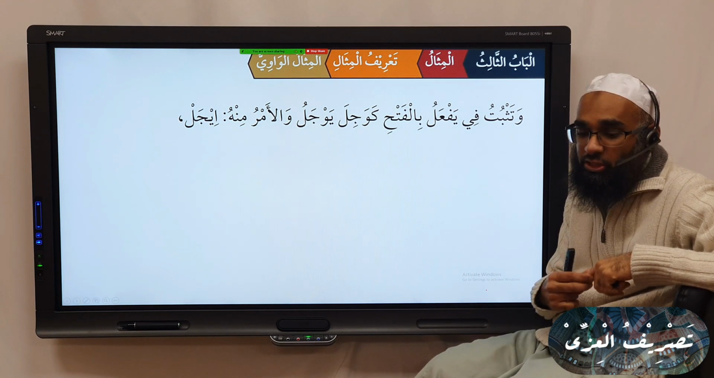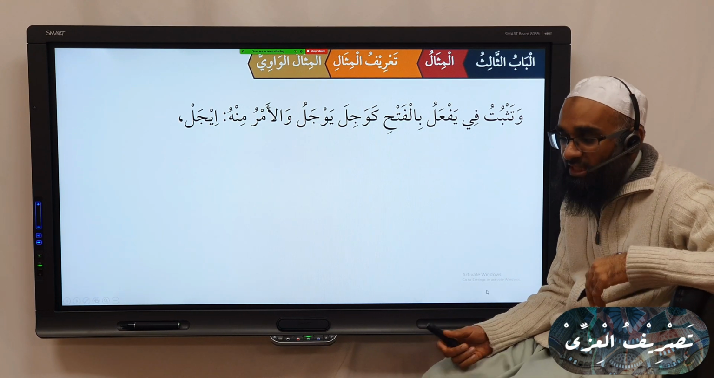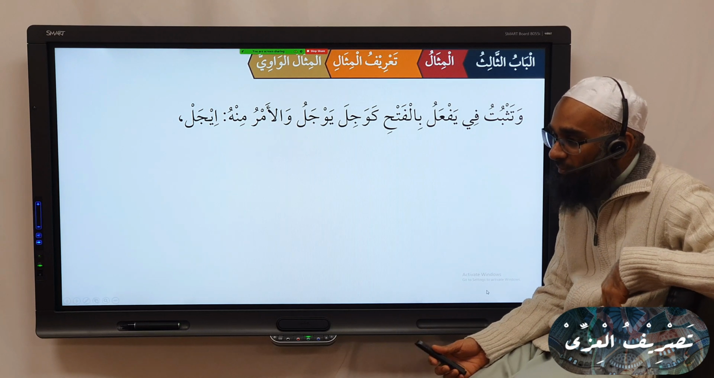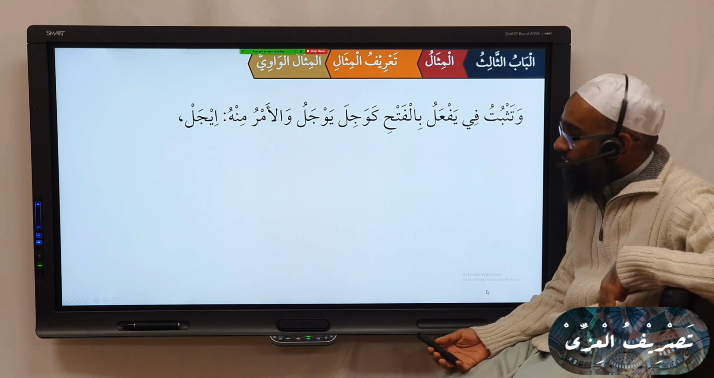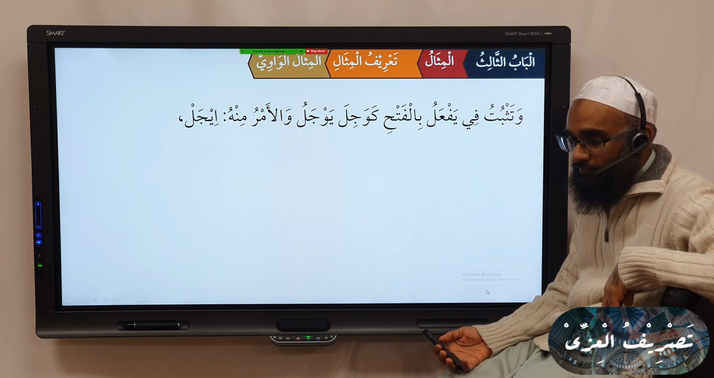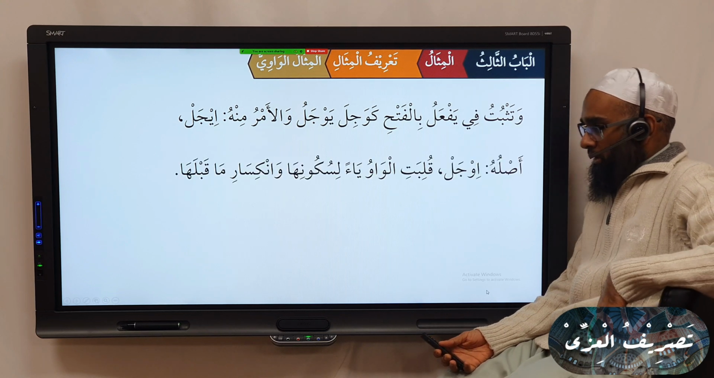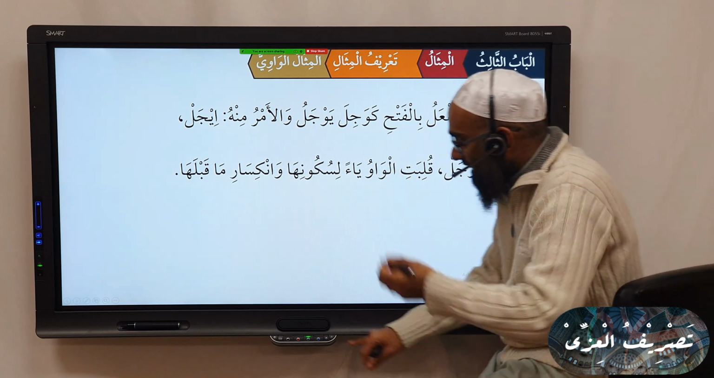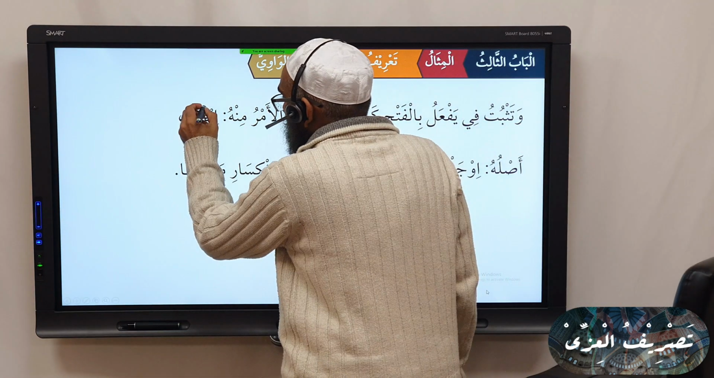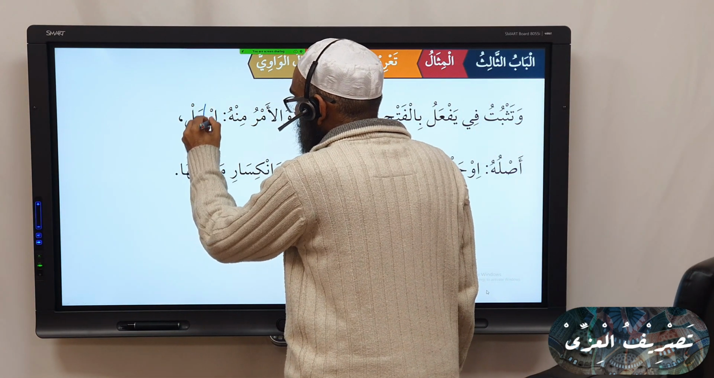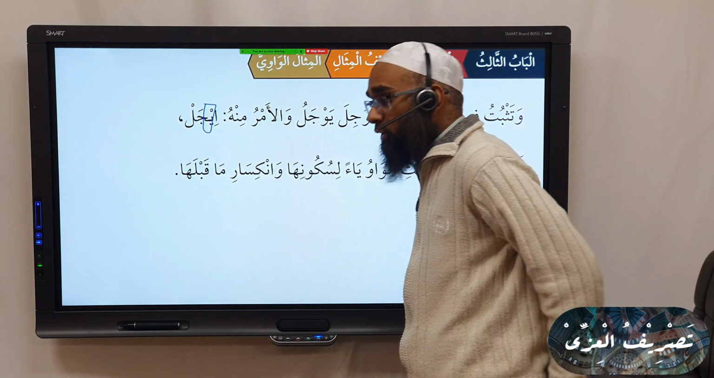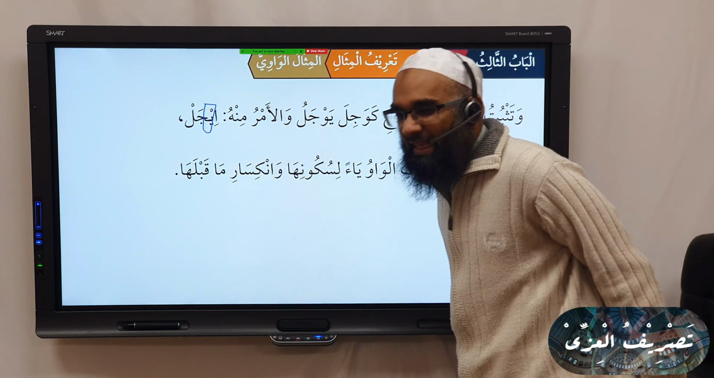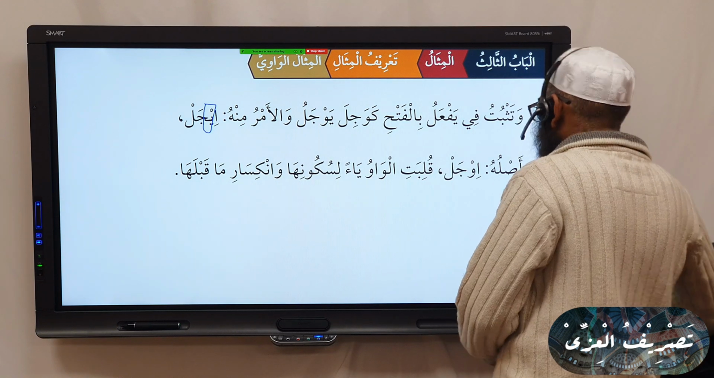وَالْأَمْرُ مِنْهُ إِيجَل. And the amr is going to be ijal. So wajila yawjalu becomes ijal. Understood? So he's saying here, the amr is ijal. The amr is slightly different, because in amr, what do we have? Is it a waw or is it a ya? It's a ya, even though it's wajila. And it's very obvious, because you can't say iwjal, but he's explaining it here.